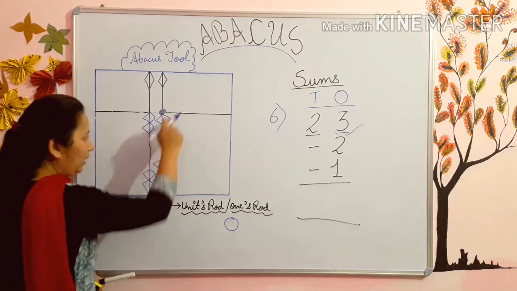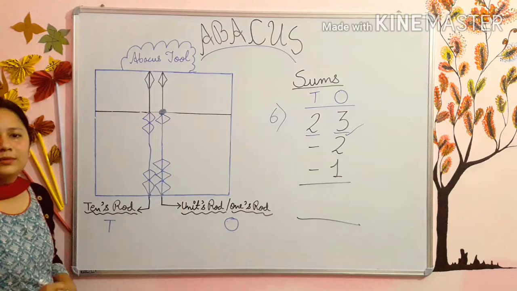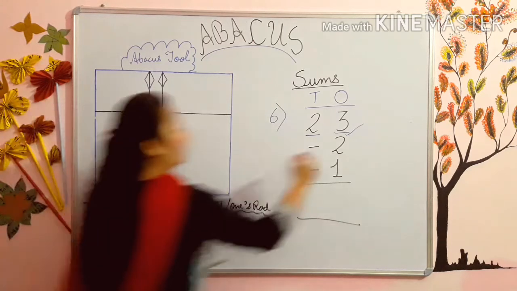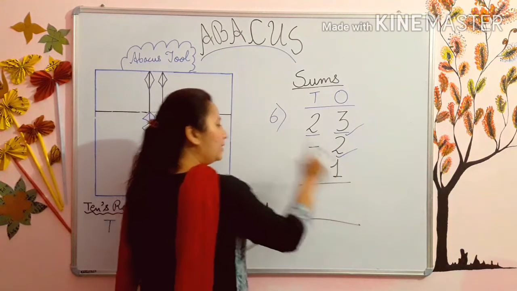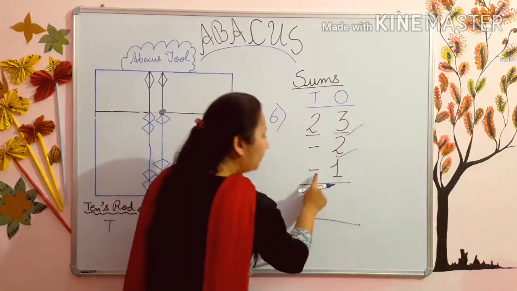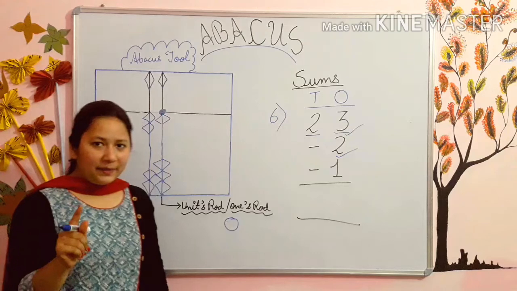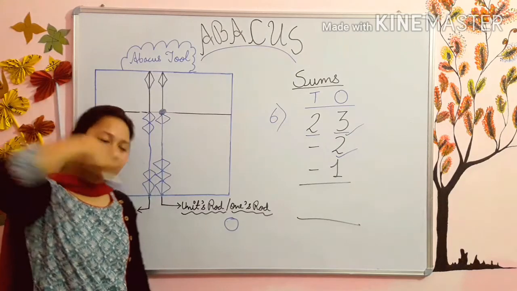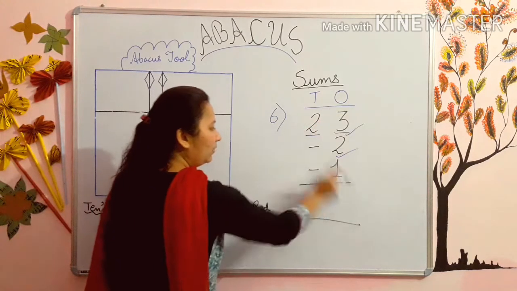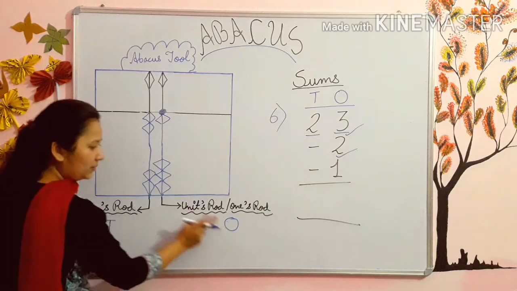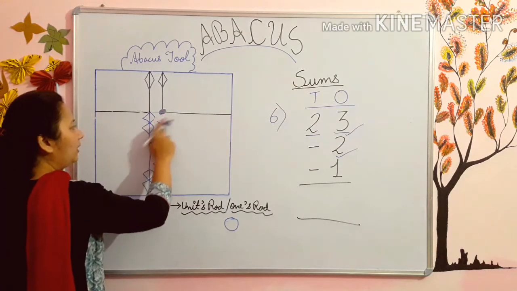See, 1, 2, I have put the 2 beads down. Fine. Now this is done. Now the next 1 in 1's rod, but minus sign is there, means you have to subtract 1. Subtract means put the bead down from 1's rod 1. So this 1's rod, 1 bead you will put it down.